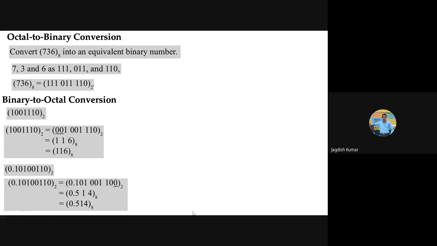How to make triplets? In case we have a mixed number, which has a fractional part as well as an integer part, the radix point is taken as reference. With respect to the radix point, you make triplets to the right, towards the fractional part, as well as to the left, towards the integer part. So this will be 514 to the base 8. I hope it is clear to all of you.